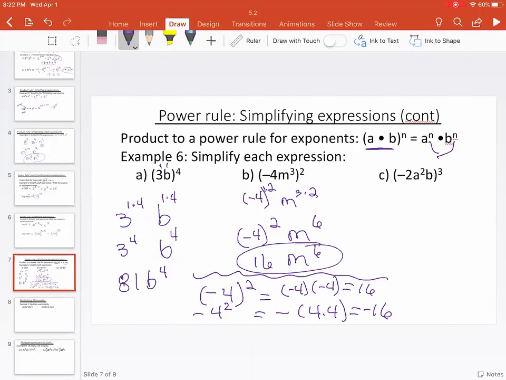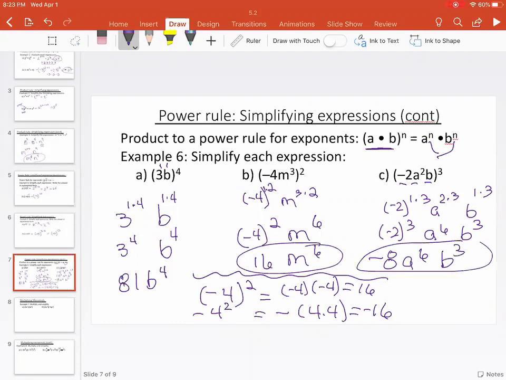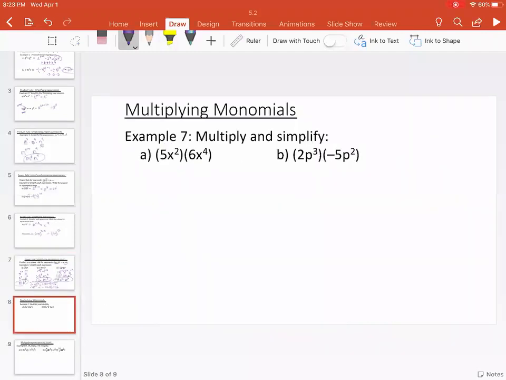Okay? Each component of the parentheses, so negative 2 to the 1 times 3, A to the 2 times 3, B to the 1 times 3. So I've got negative 2 to the 3rd, A to the 6th, B to the 3rd. Negative 2 to the 3rd means negative 2 three times, which gives me a negative 8, and then A to the 6th, B to the 3rd. Okay?